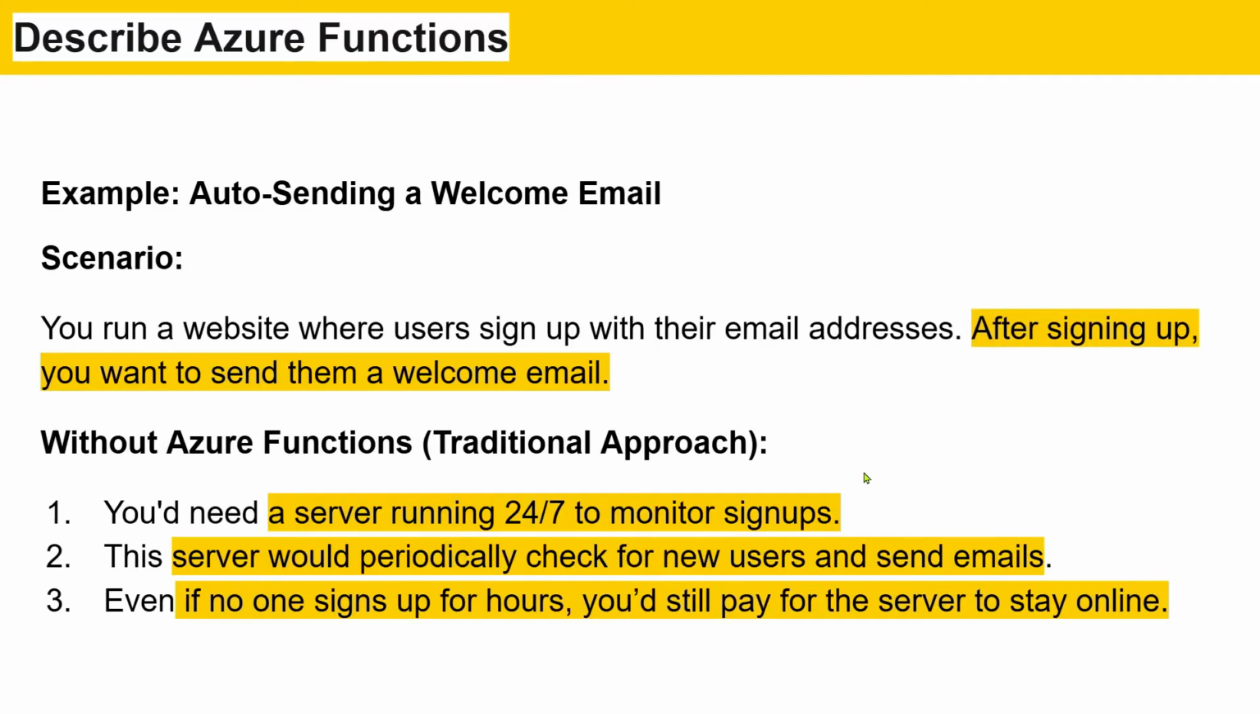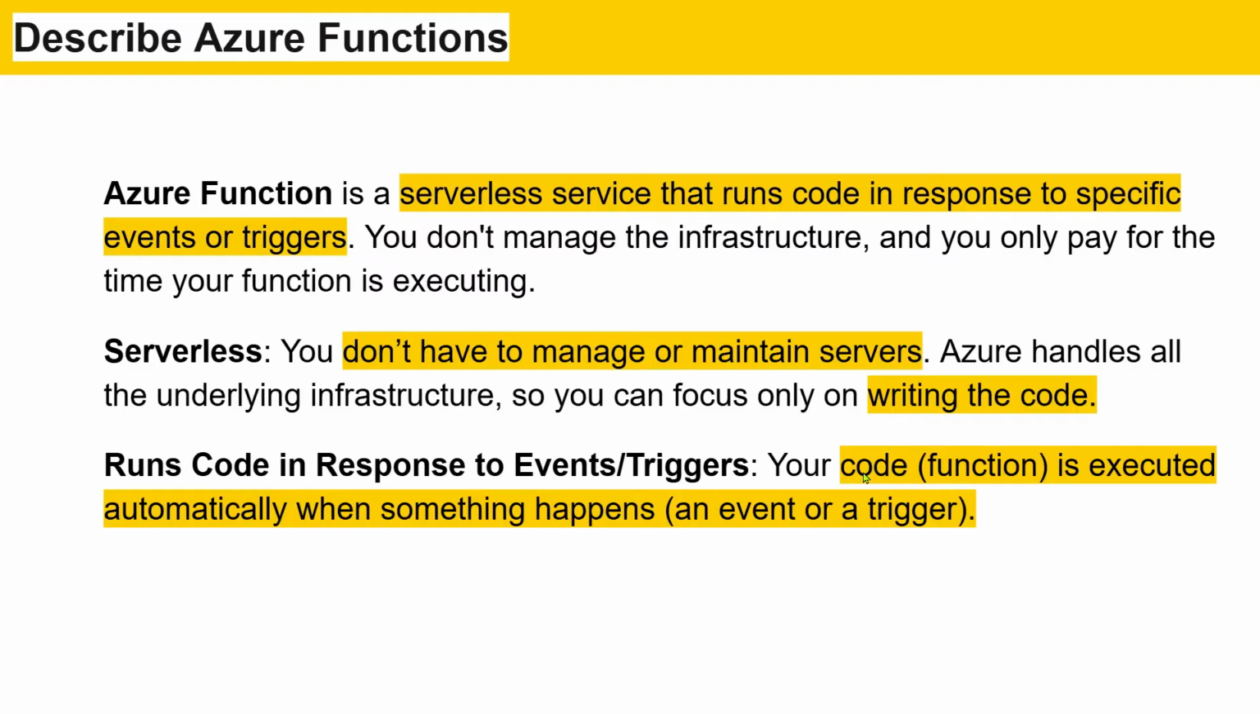Let's go back to our first slide. Azure Function is a serverless service that runs code in response to specific events or triggers. We saw the example: when somebody signs up, that is an event, and that is where the code will start running. So when somebody signs up, the code runs and it sends out an email. And serverless means I don't have to manage my own virtual machine, which has to run 24/7. So that is about Azure Functions.